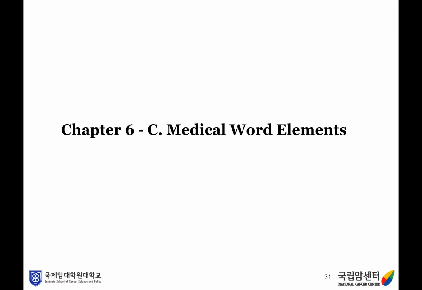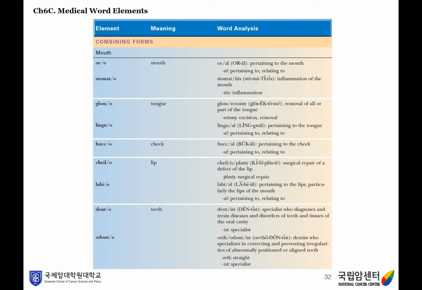Okay, now I'm going to talk about the medical word elements in the GI system. Here, combining forms. Oral or stomat, these mean mouth. So oral means pertaining to the mouth, relating to the mouth. Stomatitis: stomat means mouth, itis means inflammation. So stomatitis means the inflammation of the mouth.